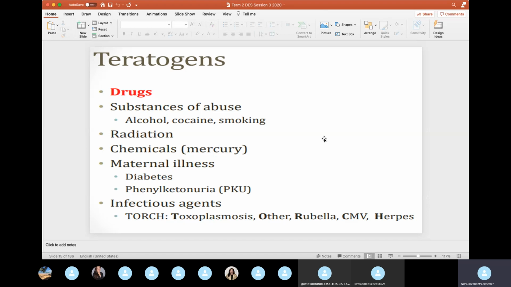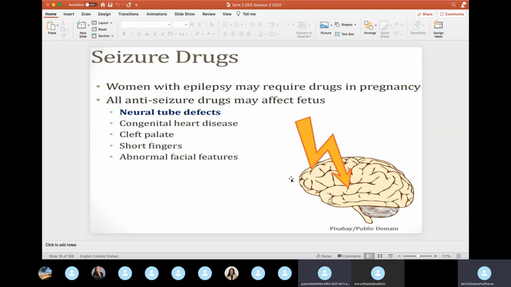Let's talk about teratogens. Teratogens are drugs. Sometimes these are substances of abuse like alcohol, cocaine, smoking, radiation, sometimes chemicals, sometimes maternal illness. If the mother has diabetes, if the mother has PKU, and also don't forget, high yield, the TORCH infections. So toxoplasmosis, other diseases, rubella, CMV, and herpes. We're going to go over each of them.